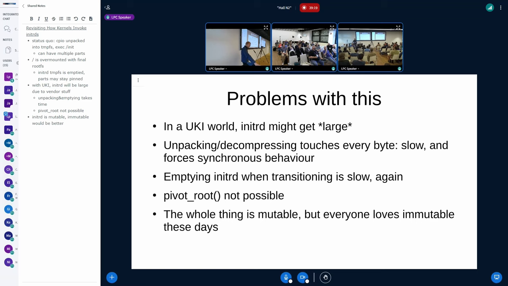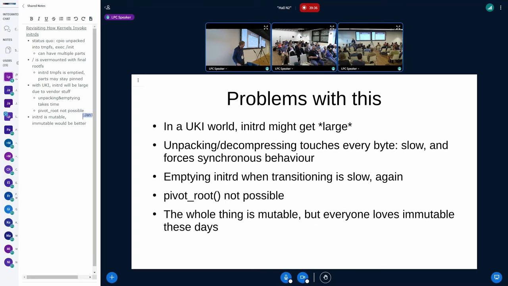Because I think boot time integrity and these kinds of things matter, and if you can modify your initrd, because initrds nowadays are network facing and whatnot, I think we should try to make them immutable.